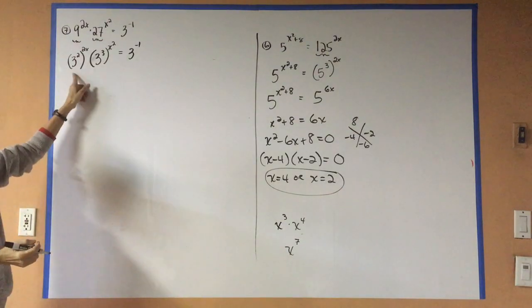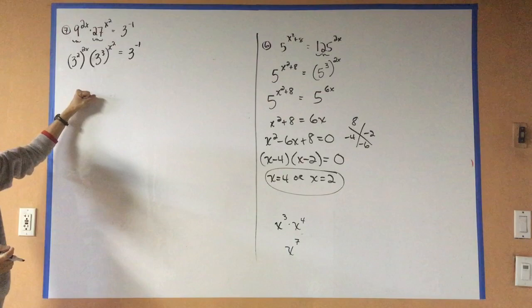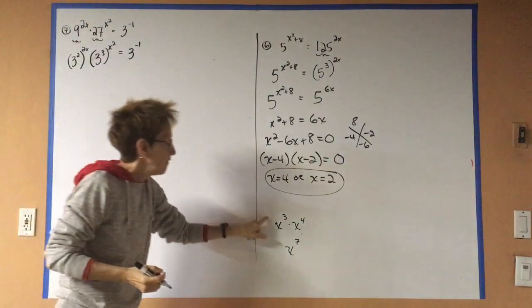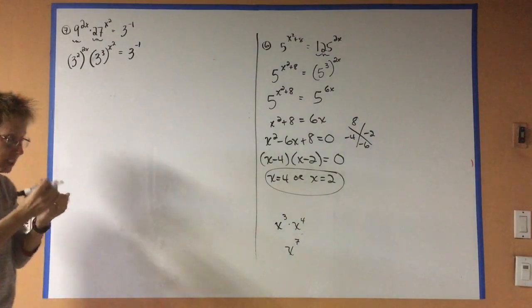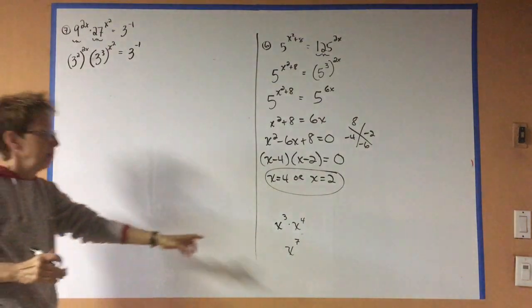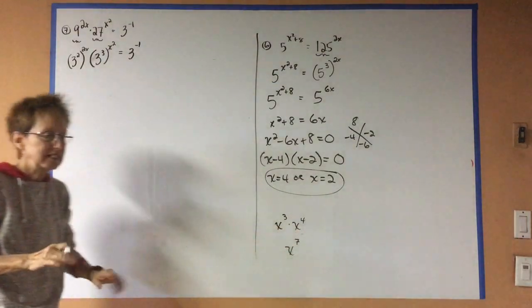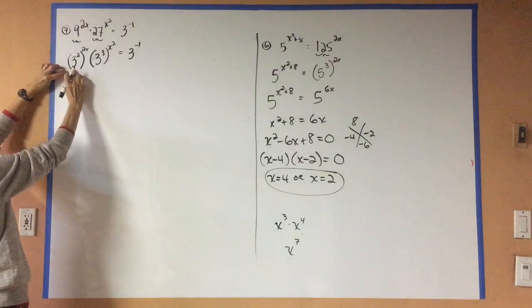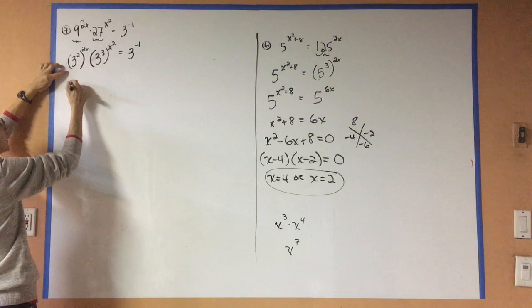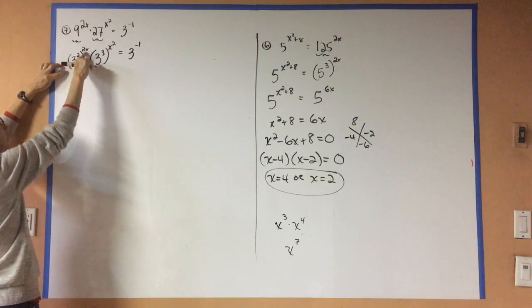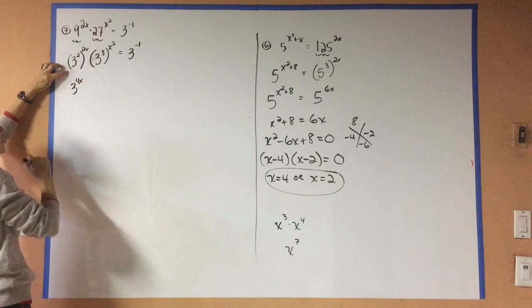I'm still not there yet, okay? This needs to say 3 to a power, 3 to a power. This wasn't 5x cubed times 2x to the 4th. It was just this exact same base. I have to have exactly the same base. So what does this really say? If it's 3 squared raised to the 2x power, it's actually 3 to the power of 2 times 2x, which is 4x.